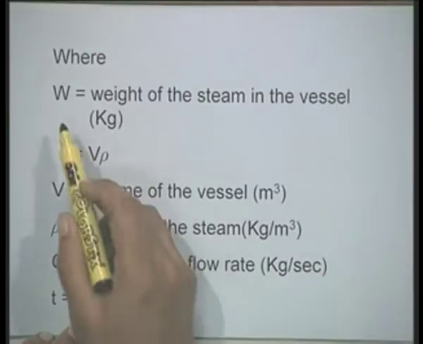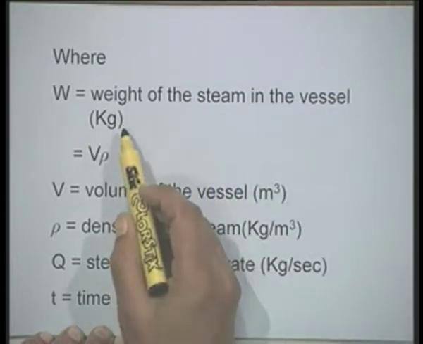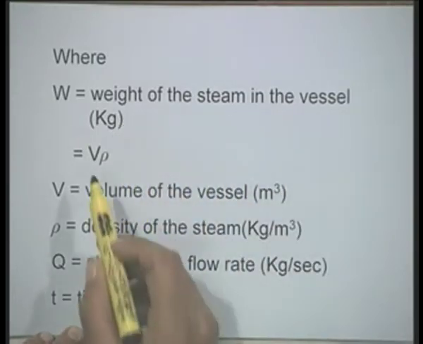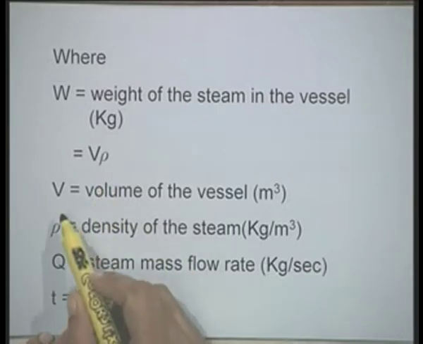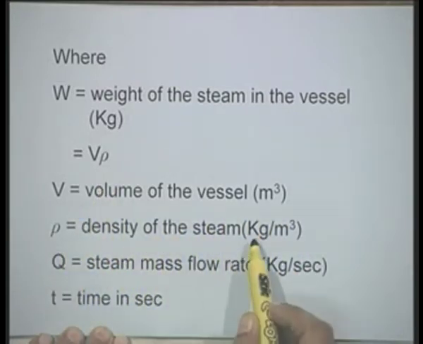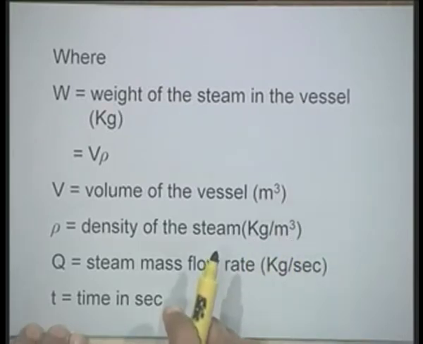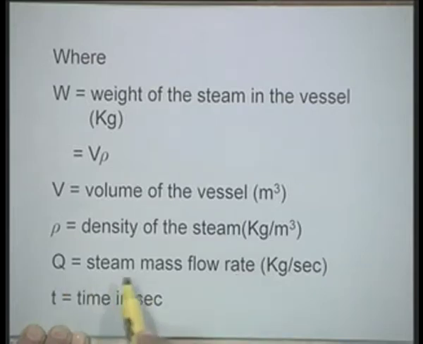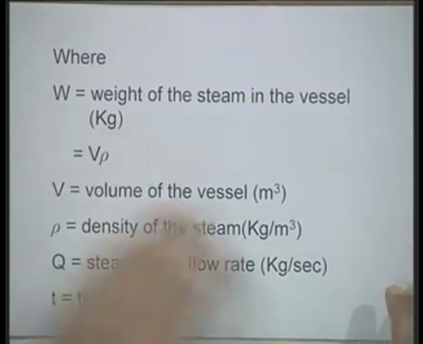Now, the basic meaning of the terms here: W is the weight of the steam in the vessel in kilograms, which is equal to V into rho. V is the volume of the vessel in meter cube. Rho is the density of steam in kilogram per meter cube, and Q is the steam mass flow rate in kilograms per second. T represents time in seconds.